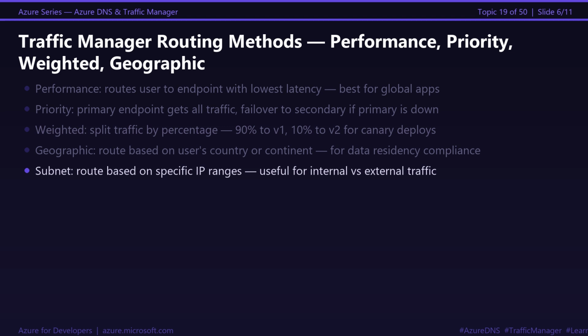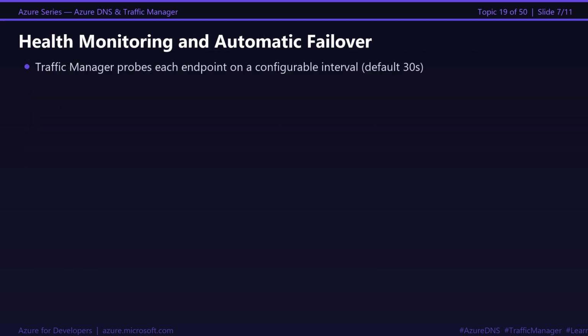Here is something most people miss about failover timing. Traffic Manager detects the failure in 30 seconds. But users who already have the old DNS response cached will still try the failed endpoint until their TTL expires. This is why TTL configuration matters.